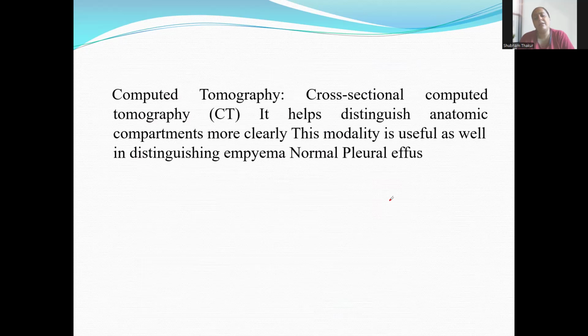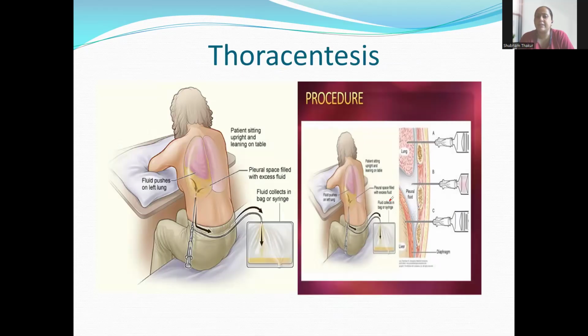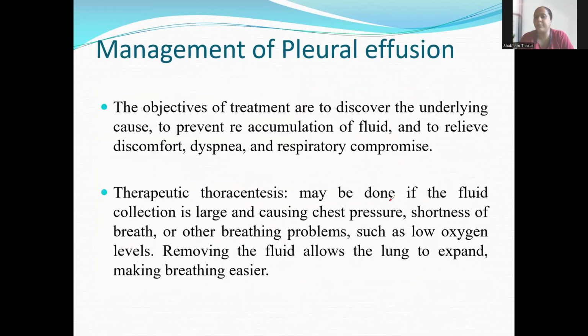Then chest radiography, with the help of X-ray, we can identify. Then with the help of CT scan, we can take the 3D dimension of the patient. With the help of CT scan, we can identify cross-sectional computed tomography. It helps in distinguishing the anatomical compartments. Then thoracentesis is the procedure which is helpful in pleural effusion.